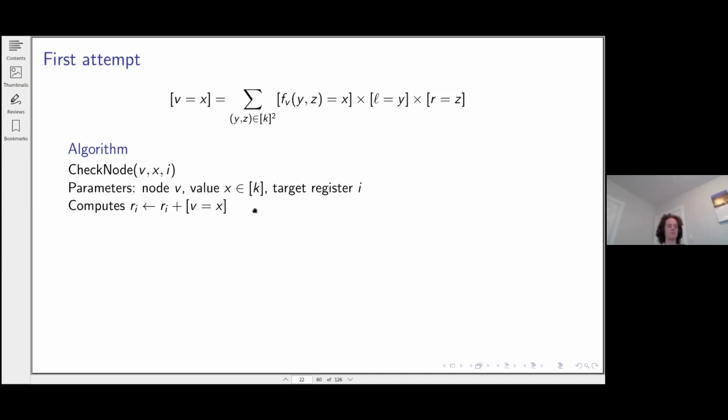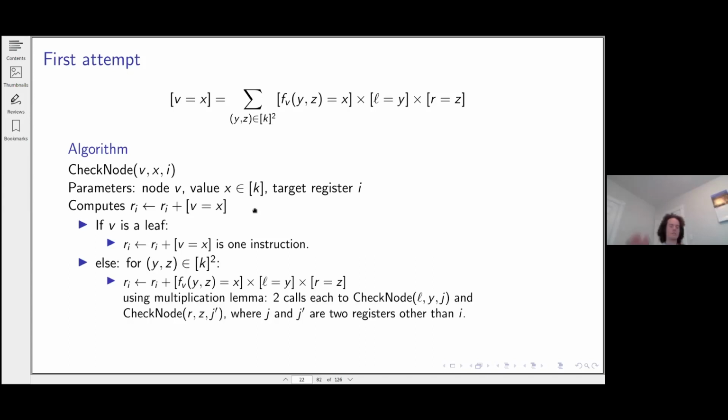So the goal of this algorithm is to flip the bit stored in register I if and only if the value of node v is x. Here's how it works. If v is a leaf node, then the value of v is just part of the input directly, so we can just implement this as one single instruction. Otherwise, if it's an internal node, then we're going to implement that formula on the top of the slide.